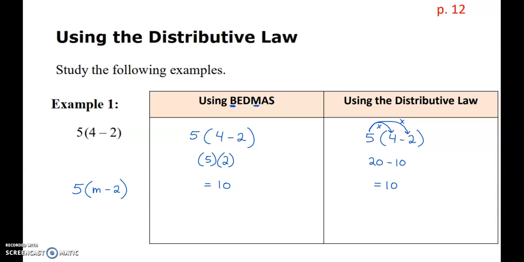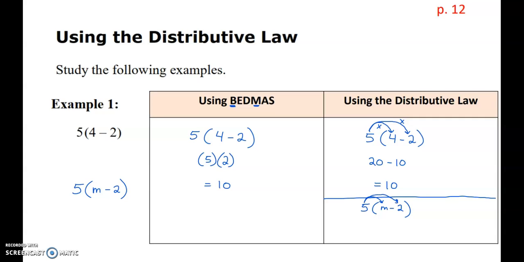The problem with this is we need to simplify this, but we can't use BEDMAS because we don't know what m represents. So we can't actually do what's inside the brackets first. So our only option is to use distributive law. And when we do that, what we can do is simplify this expression so that later perhaps we can solve for m. So we're going to distribute the 5 multiplied to m and the 5 multiplied to negative 2.